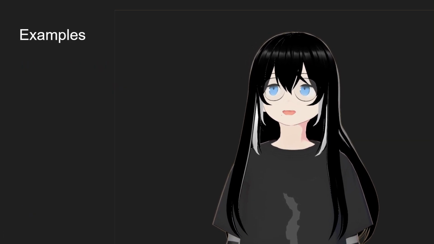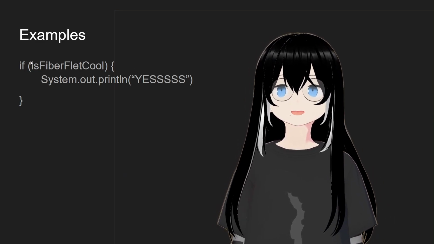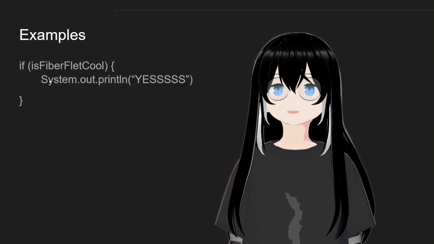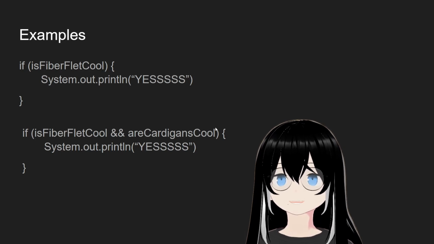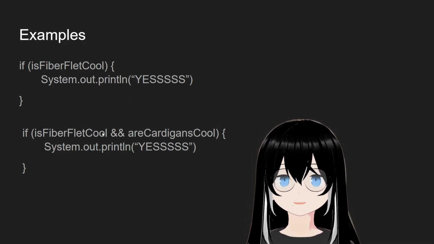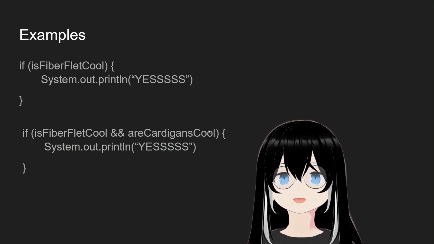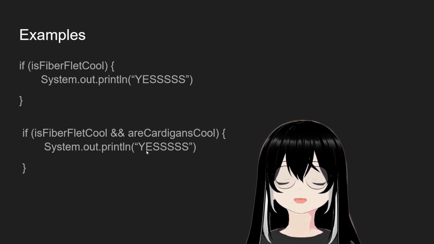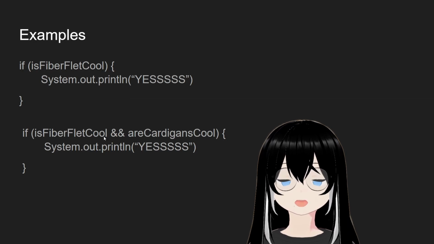So these are some examples of if statements. So using the Boolean that we had 2 slides ago, is FiberFlet cool. Since that Boolean is true, our system would print out yes. This is an example using and. So for instance, if the Boolean value FiberFlet is cool and the Boolean variable cardigans are cool, if those are both true, since we're using and here, the system would print out yes, but since cardigans are not cool, that would be false. So this code would not execute.